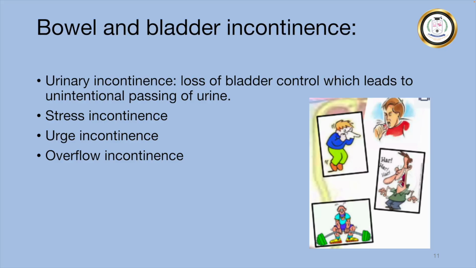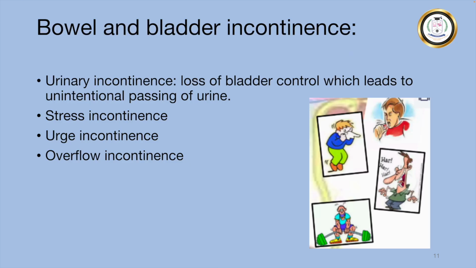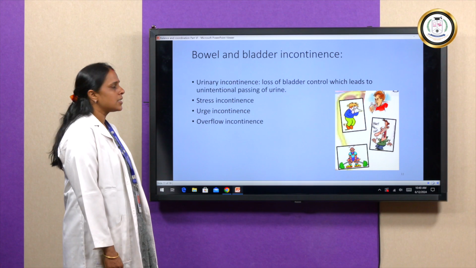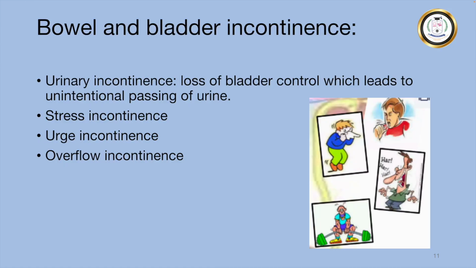Now bowel and bladder. Again, neurological patients most commonly may have urinary incontinence problems, where there is loss of bladder control. Urinary incontinence may occur because of the loss of bladder control, which leads to unintentional passing of urine. It can be stress incontinence, urge incontinence, or overflow incontinence.